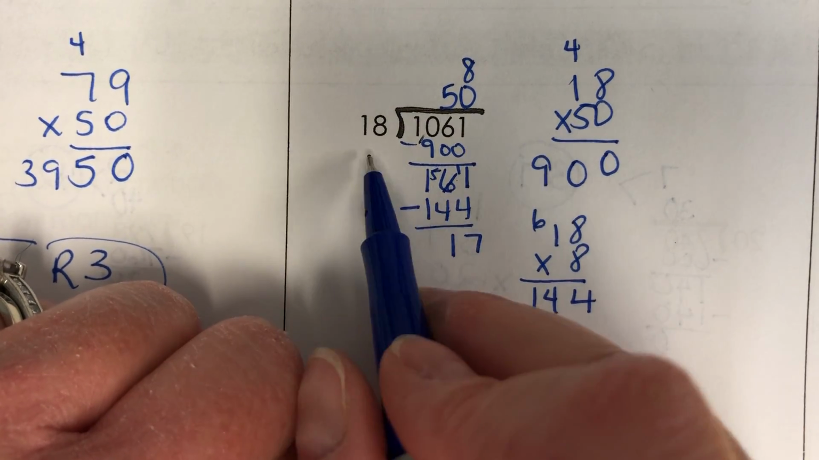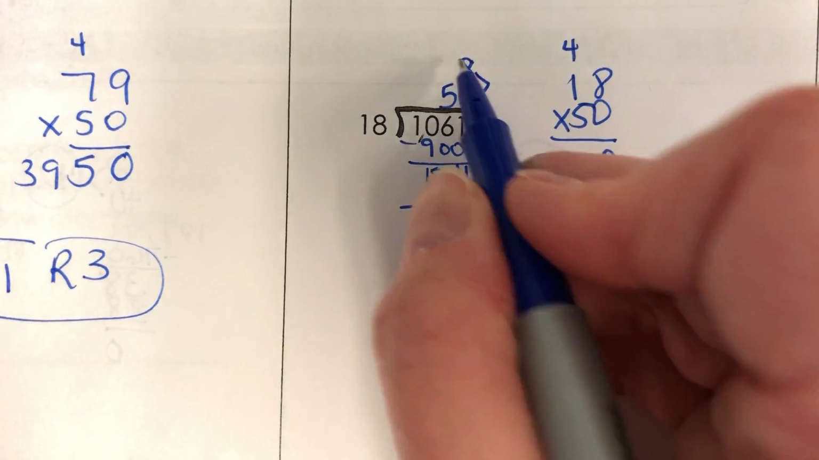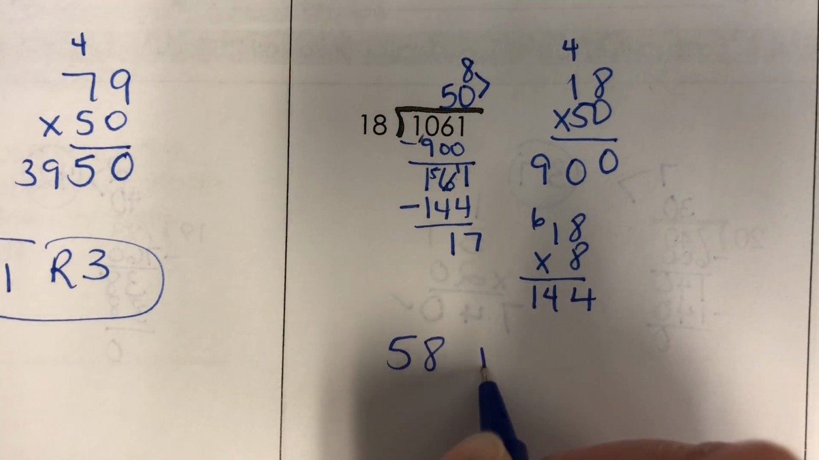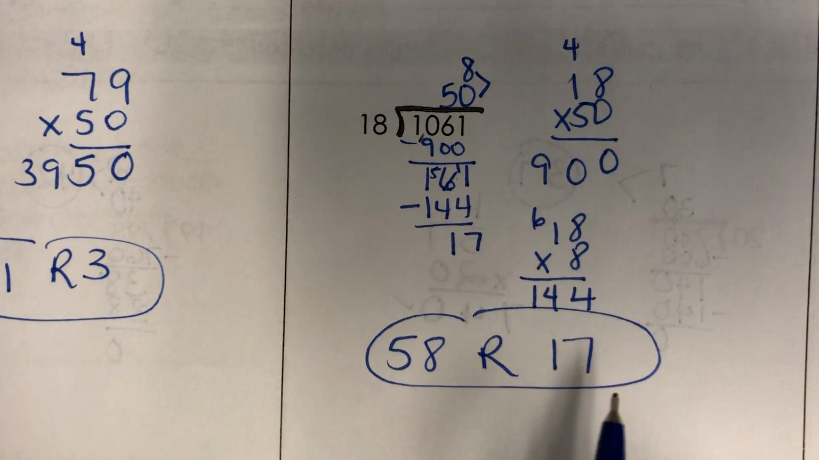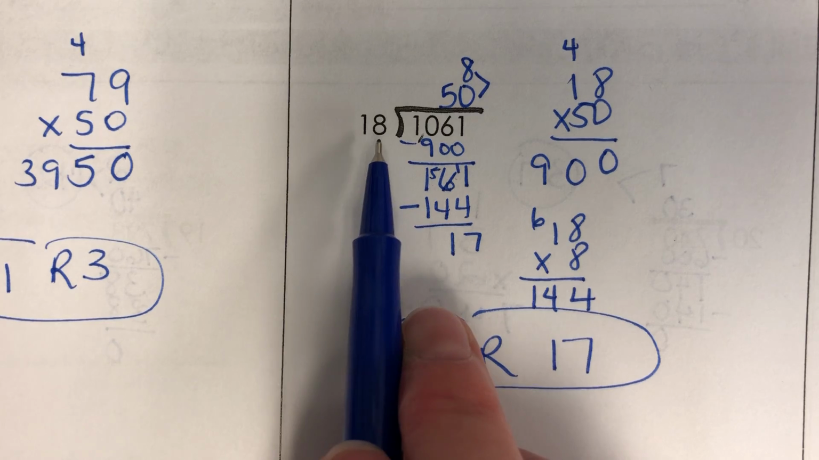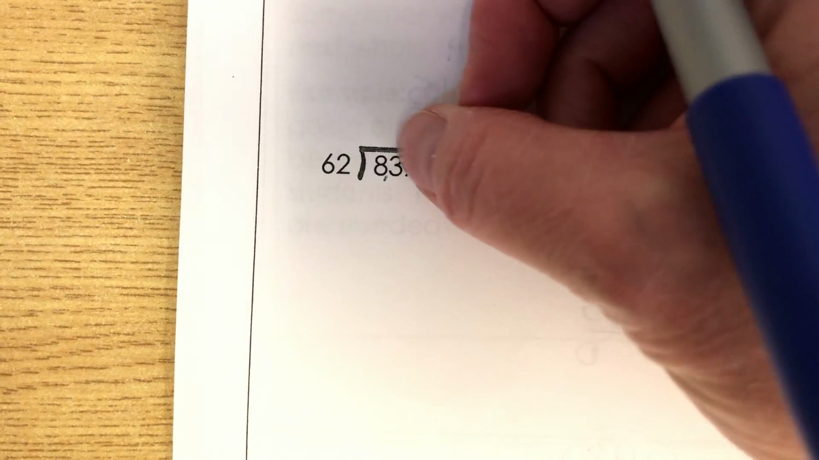Now, do you see how 17 is less than 18? That means we're done. So for our final answer, 50 plus 8 is 58, and our remainder, it's 17. It's okay to have a remainder of 17. It's just not okay to have a remainder of 18 or more, because that means we could fit another group of 18.